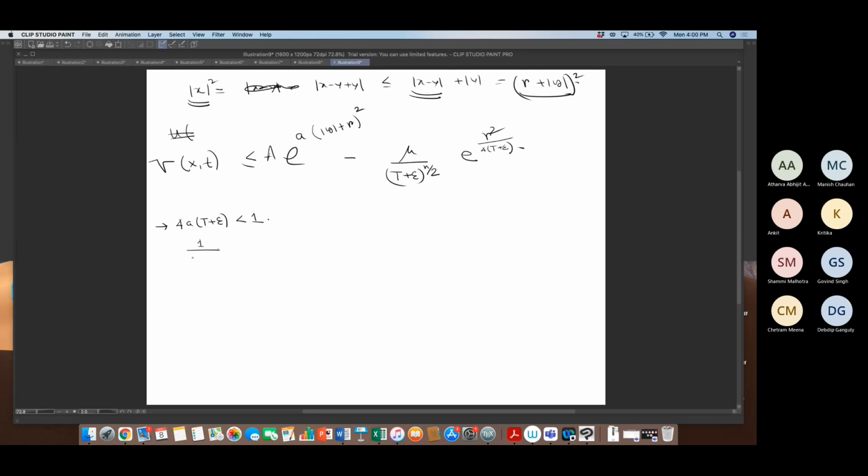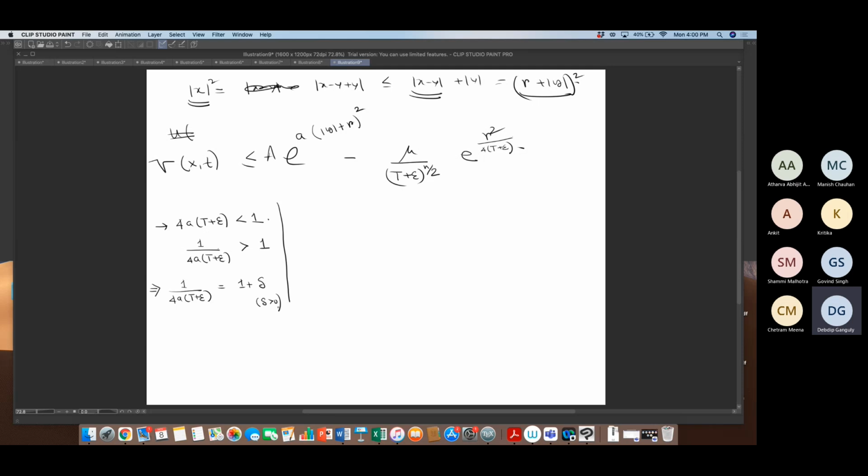1 by 4a t plus epsilon is strictly greater than 1. Yes or no? This I am writing, this implies 1 by 4a t plus epsilon is equal to 1 plus some delta, where delta is positive, for some delta positive. Yes or no? This is strictly greater than 1.